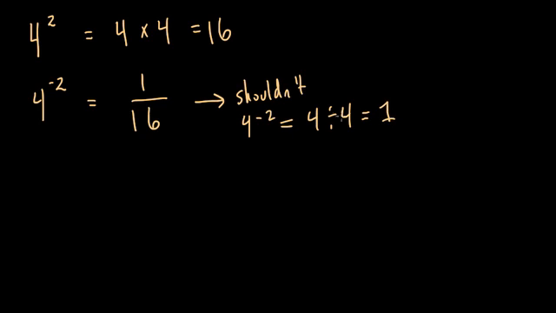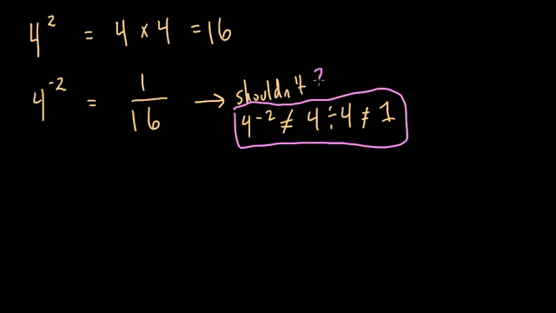In other words, shouldn't 4 to the negative 2 equal 4 divided by 4, which is 1? This is not true, by the way, and we'll talk about why. The question is, if 4 squared equals 4 times 4, why isn't 4 to the negative 2 equal 4 divided by 4? What's going on here? There's a couple of ways to look at why this is not true, even though we feel that shouldn't it be?